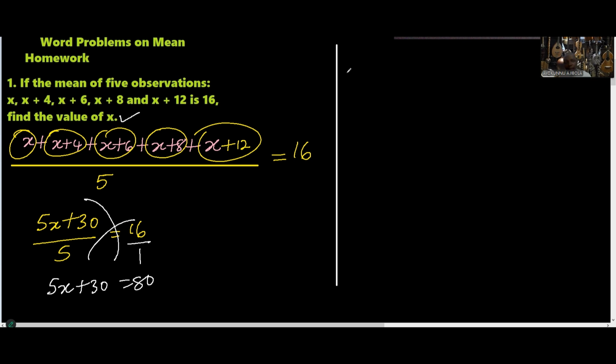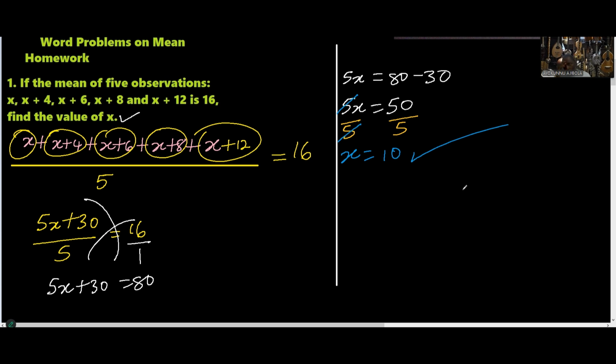So we have 5x equal to 80 minus 30 because this doesn't have x. You collect them to one side. This is positive. When it goes across, it becomes negative. That's why you have negative. So 5x equal to, what is 80 minus 30? It's 50. So what do you think x should be? 10. X should be 10, right?